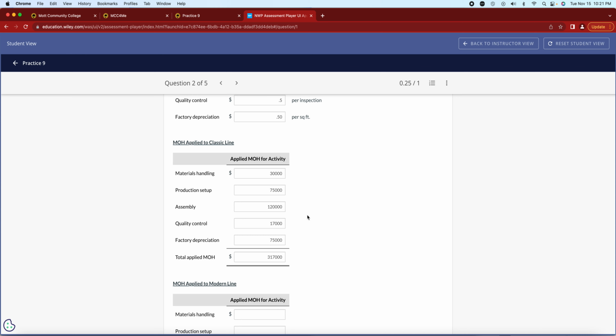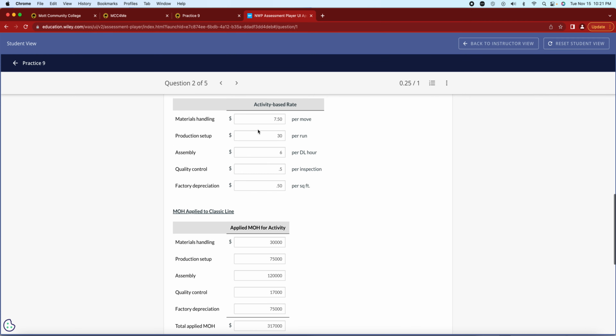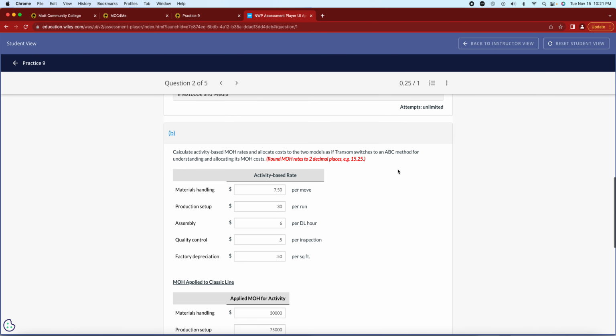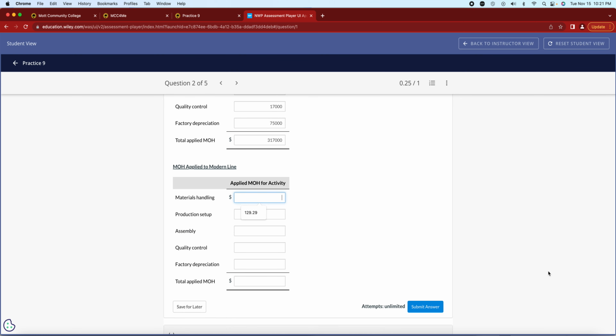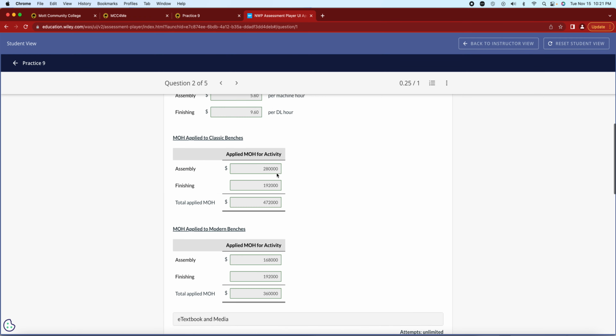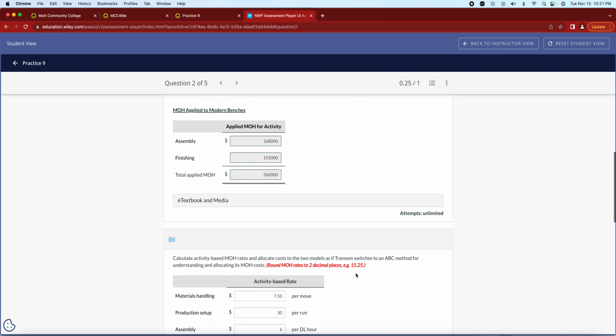Okay, we're going to do the exact same thing for the modern line. I'm going to take these rates, multiply them times the amount of that cost driver that that particular product used. So 3,000 times 750 gives us 22,500. $30 per run times 2,000 runs.